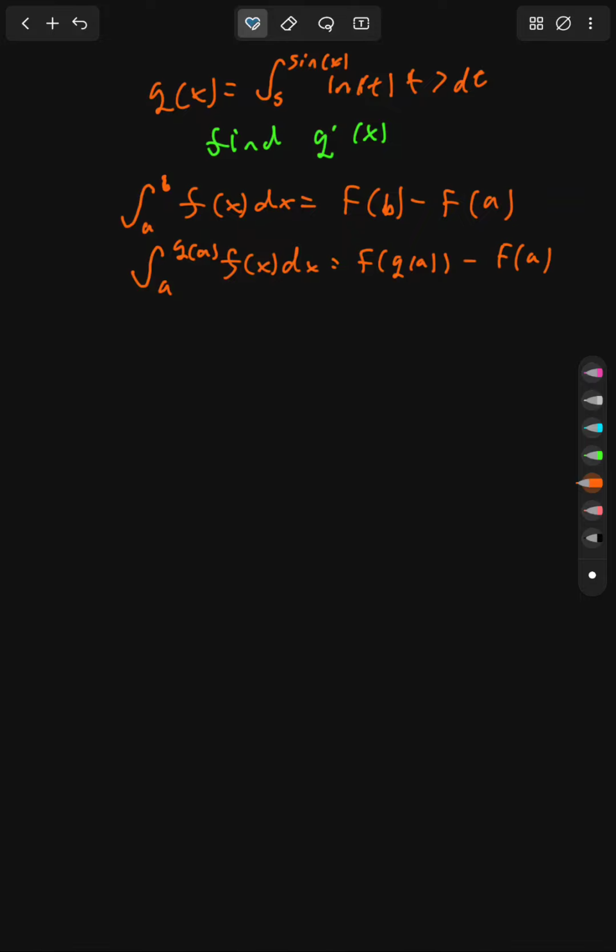So now, what happens if we take the derivative of this? What if we want to find the derivative of this, as this is a function? Because we're going to say that we're taking the derivative with respect to a. So we take d over da of both sides. So we get d over da of the integral from a to g of a, kind of bad wording here, but let's say this is a constant, of f of x dx.